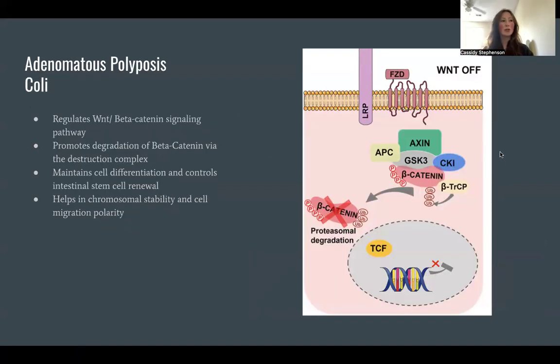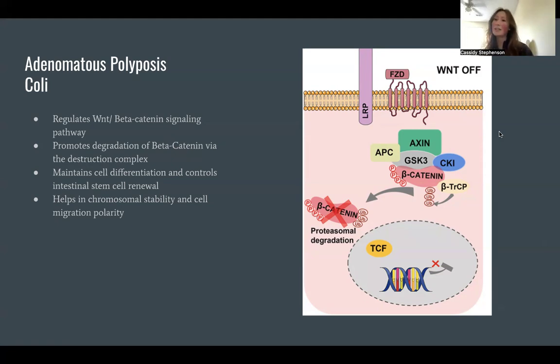So the main tumor suppressor gene in colorectal cancer is adenomatous polyposis coli, or APC as we're going to call it, and it regulates the Wnt beta-catenin signaling pathway, which promotes the degradation of beta-catenin via the destruction complex, which is the APC, axin, GSK3, and CKI on the right. And it maintains cell differentiation and controls intestinal stem cell renewal and helps in chromosomal stability and cell migration polarity.